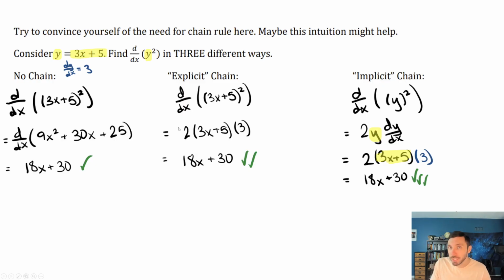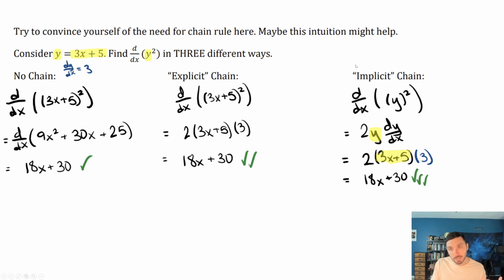The explicit chain rule way is to do that substitution, write that square up front using the chain rule, keep the inner the same, and then the derivative of the inner being 3. 2 times 3 is 6, distribute that in, and I also get 18x plus 30.